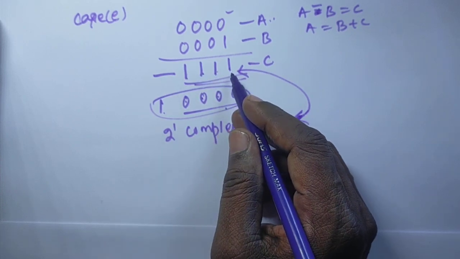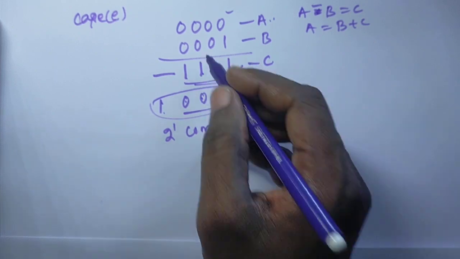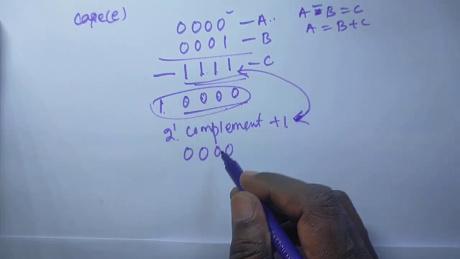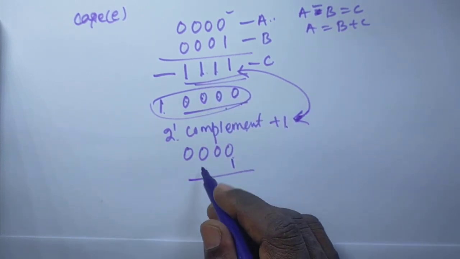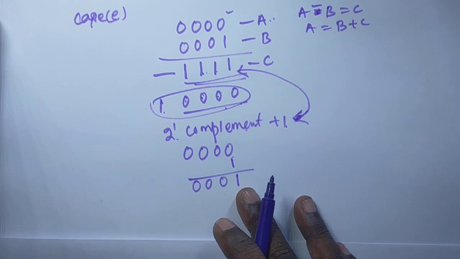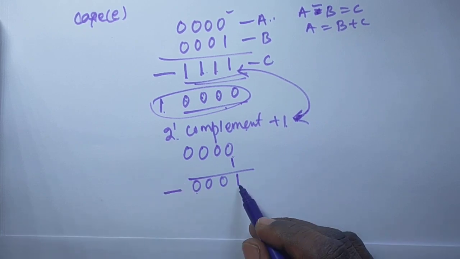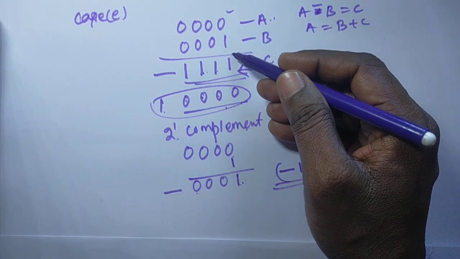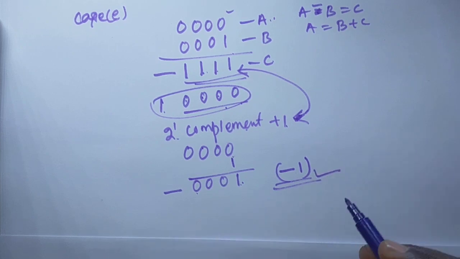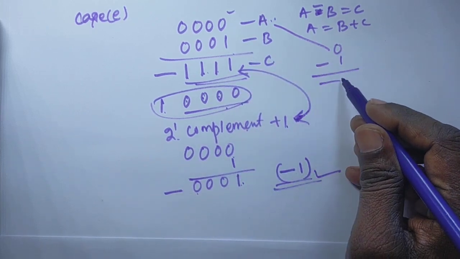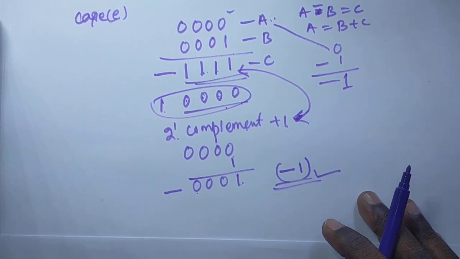Now check it. 2's complement of this means what? Just reverse. 1, 1, 1, 1 becomes 0, 0, 0, 0. Again add plus 1, what is the value? 0, 0, 0, 1. So now check it. This is the negative value. Total value is 1, so the negative value is minus 1. Whenever we subtract this one, the value will be minus 1. Very simple. This is 0, this is 1 minus 1, so obviously the result will be minus 1. So this is the basic concept.